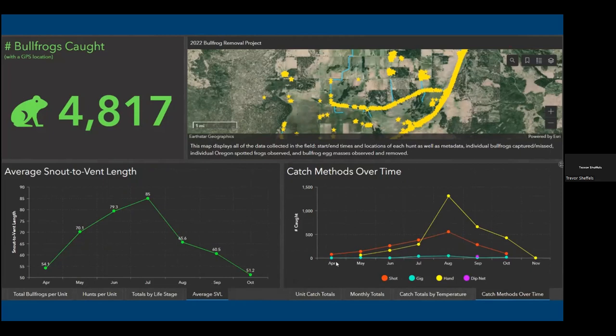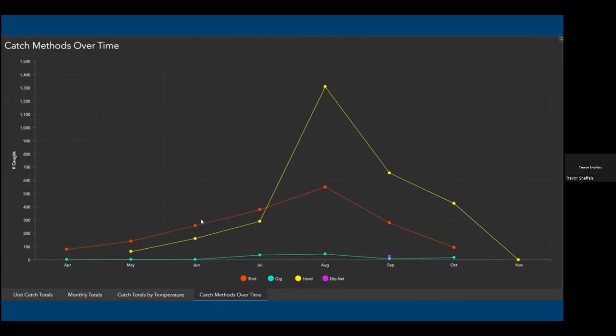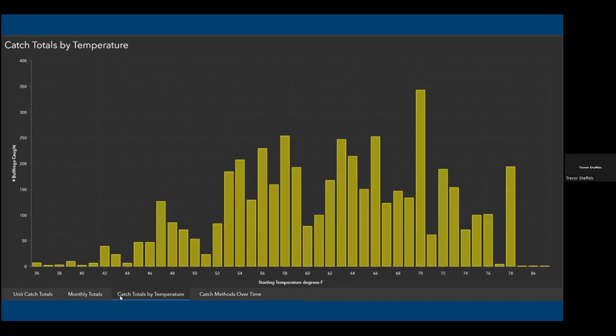In the bottom right are just a few more metrics that we keep track of. We like to keep track of how the methods we're using to catch bullfrogs change over time. So for example, you can see that hand catching and shooting spiked in August. We also like to look at how the metadata interacts with the bullfrog data. And so here we created a graph that shows the number of bullfrogs caught at various temperatures.